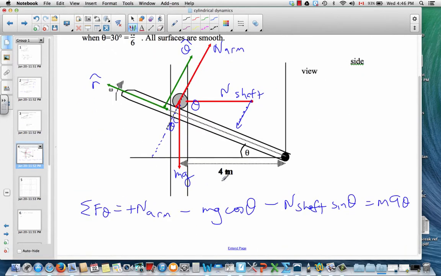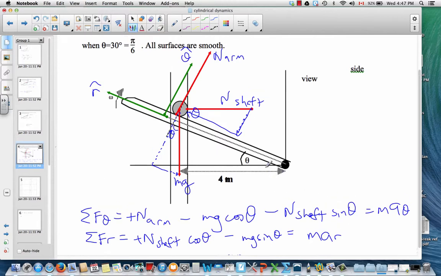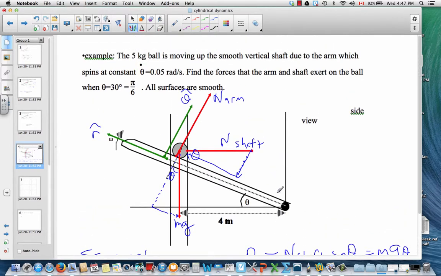Next, in the radial direction, let's see, we've got a component here from the shaft in the positive radial direction, and then we've got a gravity component here in the negative radial direction. So it's going to be normal shaft cos theta, that's positive radial force, minus mg sine theta, that's equal to the mass times the radial acceleration. So now we need to find our accelerations. In order to do that, we need to know something about r and theta, so we can do kinematics.